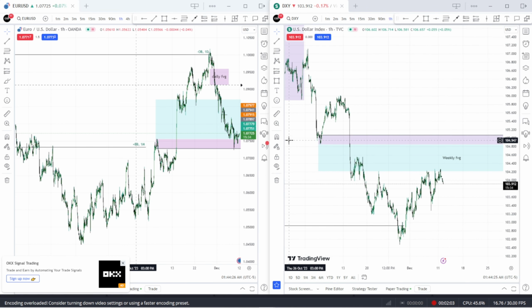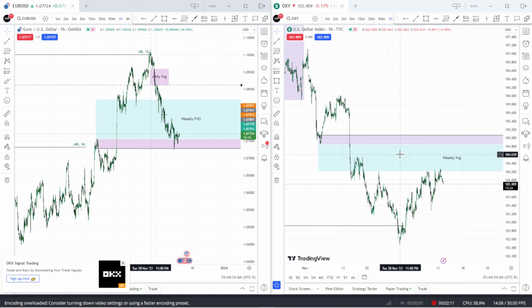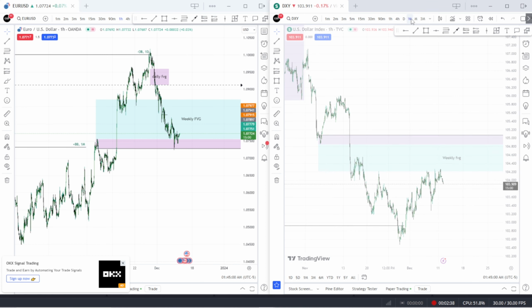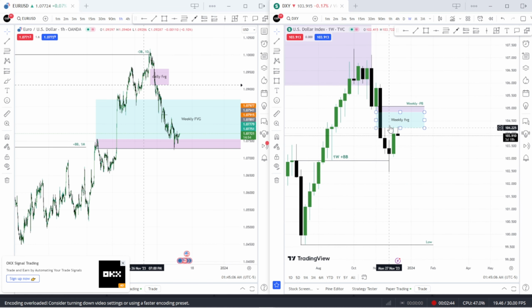This is Euro USD on the left, and this is dollar index on the right. And you can see that they both have weekly fair value gaps. Euro USD dropped nicely and filled in the weekly fair value gap. All right, but in DXY we only just tapped into it. We've not really gone into it much, right? We only just tapped into the weekly fair value gap, as you can see here.